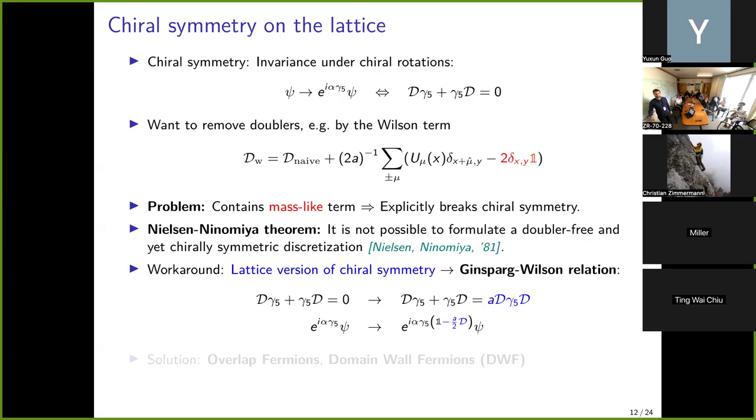And this is given by the so-called Ginsparg-Wilson relation. So instead of saying that gamma 5 commutes with the Dirac operator, you say that there is a remainder term here. And you see, if you take the lattice spacing a to 0, it recovers the continuum chiral symmetry. But of course, it's not the actual chiral symmetry that we have, it's some sort of lattice version of chiral symmetry because the rotation has a modified form here. So what we have to do is find a discretization that fulfills this relation. And I'm aware of two solutions, namely the overlap fermions and the domain wall fermions.